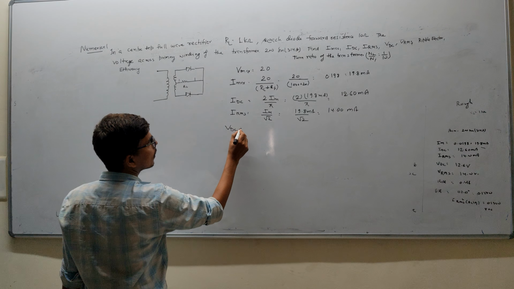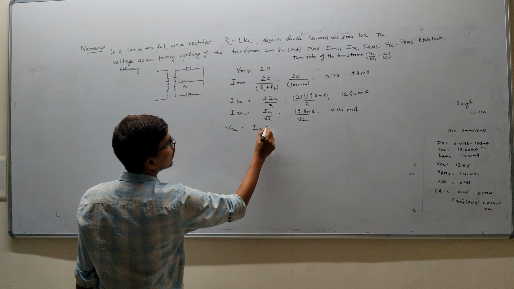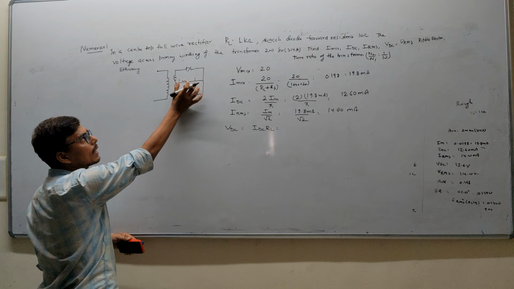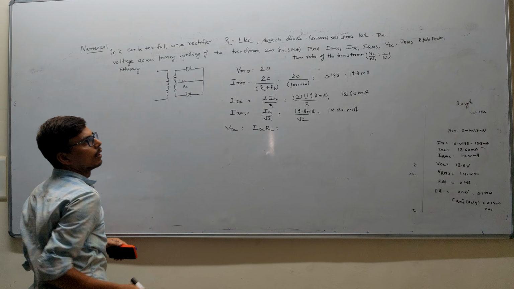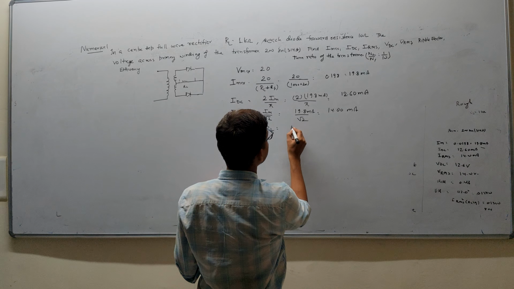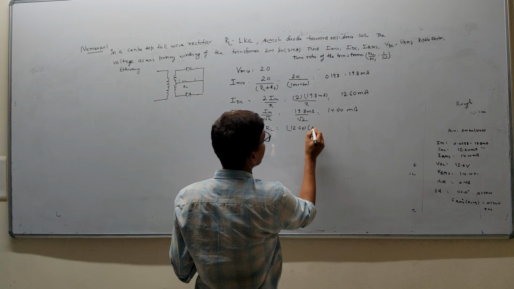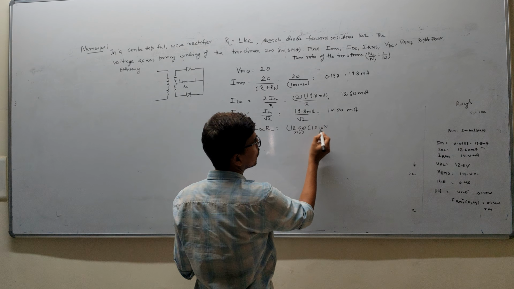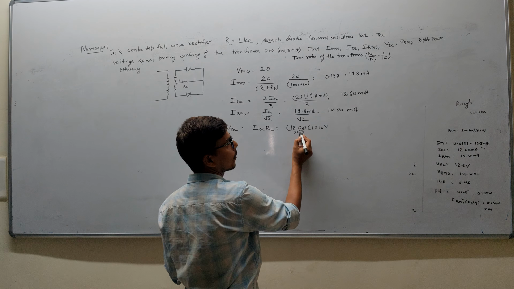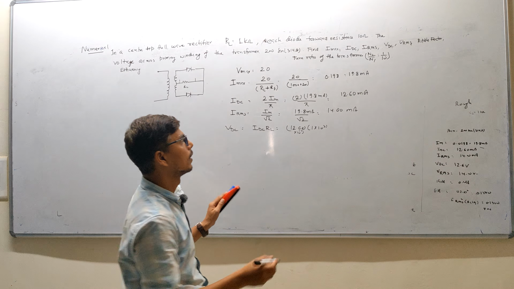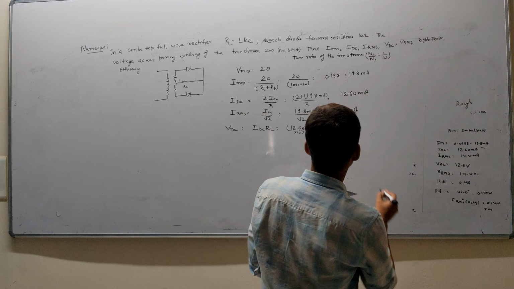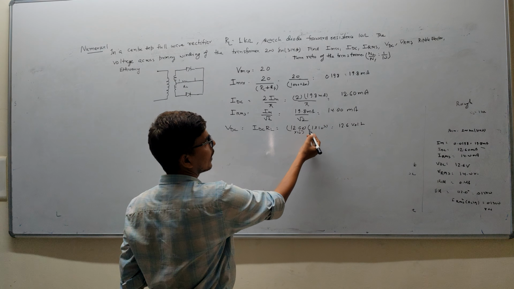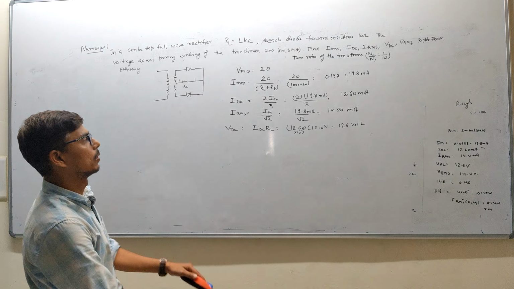Now VDC, current into resistance. VDC represents the DC component of the output. It is IDC into RL. IDC is 12.6 milliampere, RL is 1 kilo ohm. The milli, 10 to the power minus 3, and kilo, 10 to the power plus 3, will adjust to 10 to the power 0, which is 1. So it would be only 12.6 volt. No need to calculate.